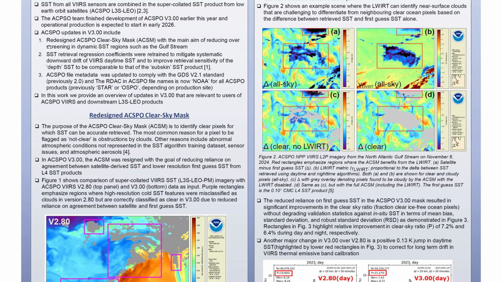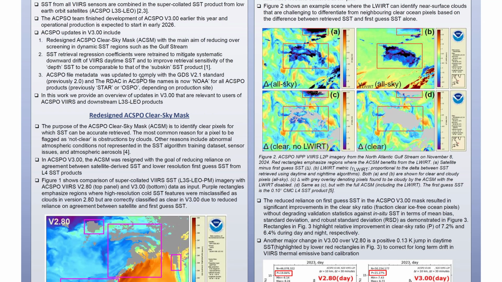They include a redesigned ACSPO ClearSky mask with the main aim of reducing overscreening in dynamic SST regions, such as the Gulf Stream. And SST retrieval coefficients have been retrained to mitigate systematic downward drift of VIIRS datum SST and to improve retrieval sensitivity of the depth SST to be comparable to that of subskin SST and close to 1.